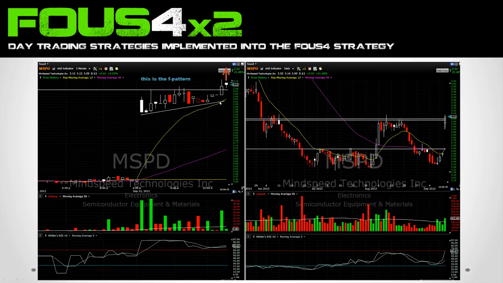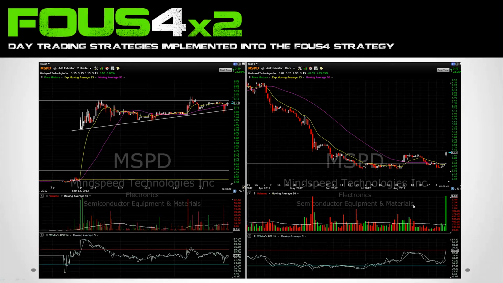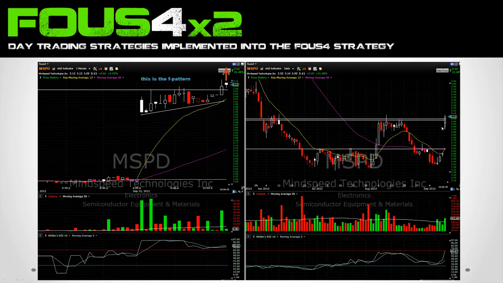MSPD. Here is another F pattern breakout. Similar pattern to CTIC. This was a new stock. Broke out, had just volume going for it. My computer's crashing. But volume was going for it, looking very bullish. Was also hitting this resistance here, on this previous spot back around $3 per share.